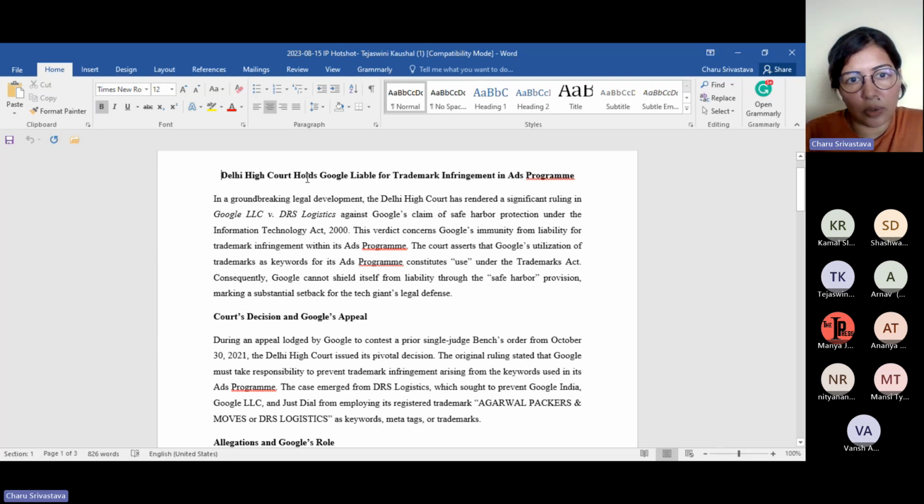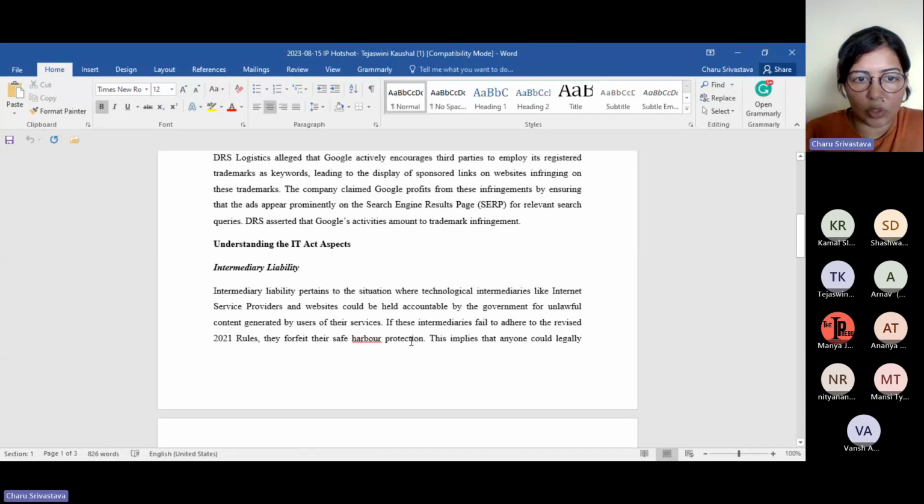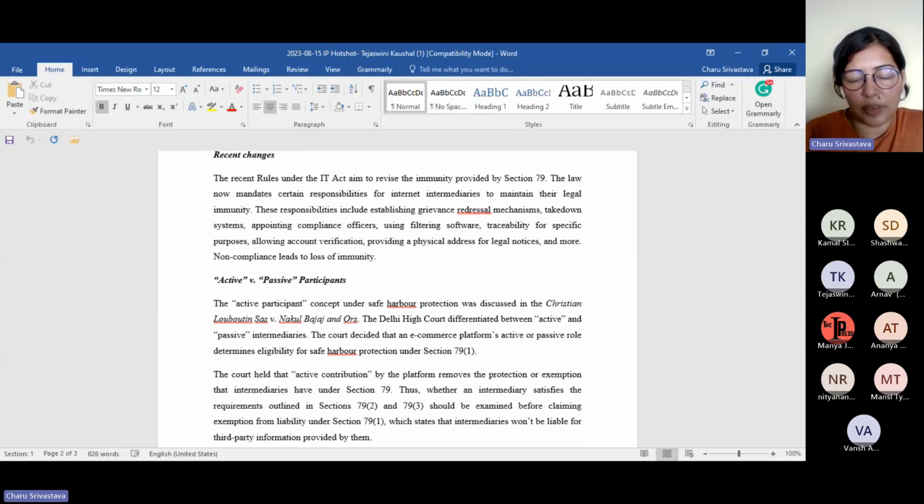The title is Delhi High Court holds Google liable for trademark infringement ads program. And in the first paragraph itself, she mentions the name of the case and, in short, what has been held by the court. So you can refer to this case brief as well.